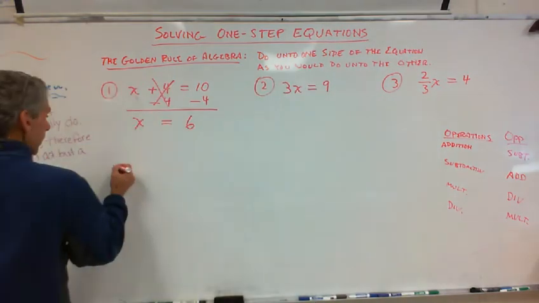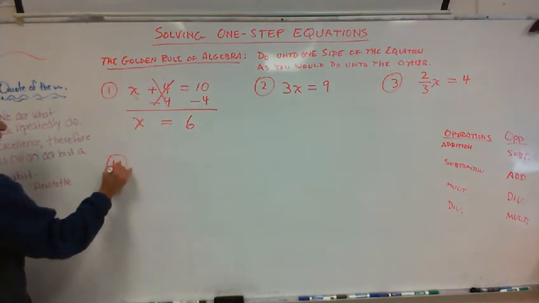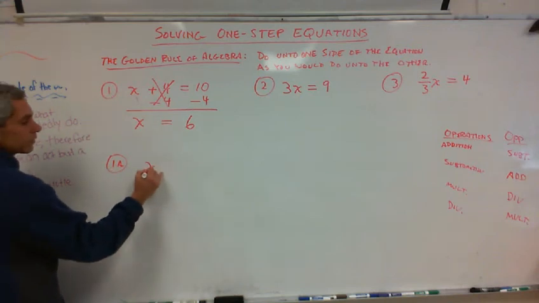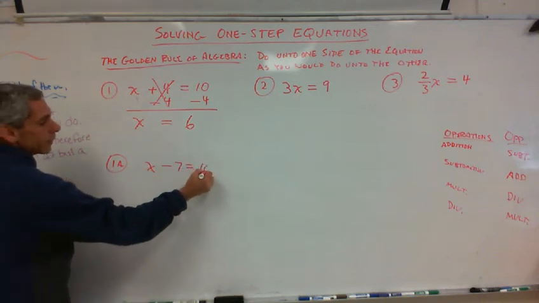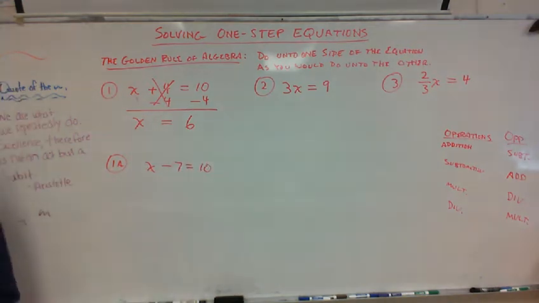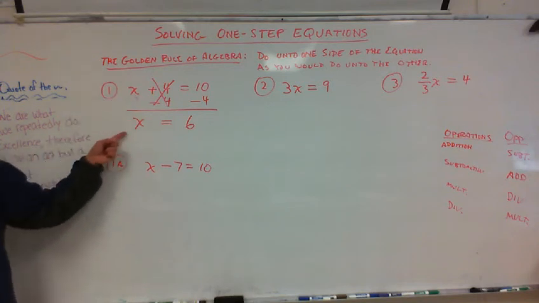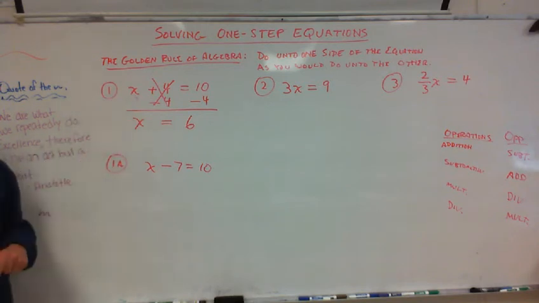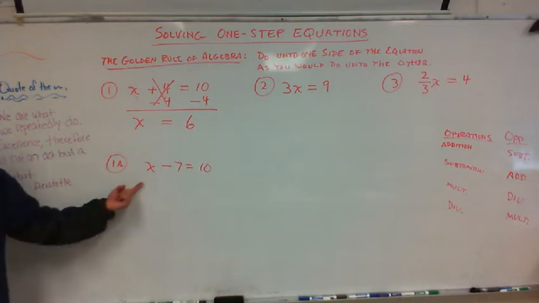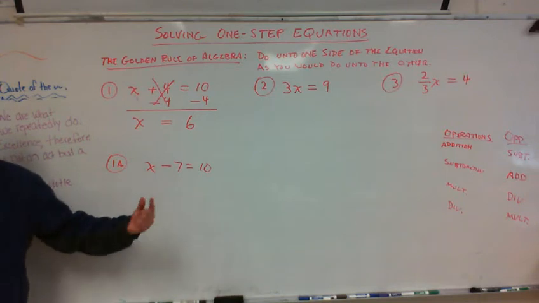Now, here's 1A. What if I gave you this? X minus 7 equals 10. But if it's an easy one, can we just put an answer? No, I want to see the process. But if it's like 3x equals something? You'll see. I'll show you exactly what you need to do. So if this one, what would I have to do? What would you do?